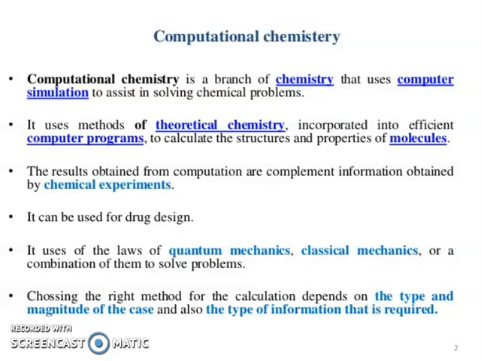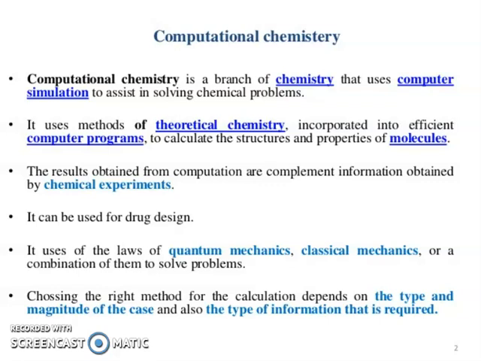So what is the meaning of theoretical chemistry here? You know, quantum chemistry and molecular dynamics. And it is associated with computer programs to calculate the structure and properties of molecules. The results obtained from computations complement the information obtained by chemical experiments. So friends, it can be used for drug design.